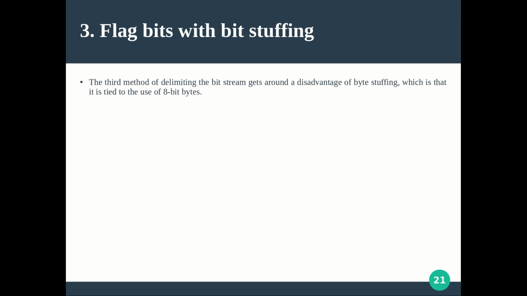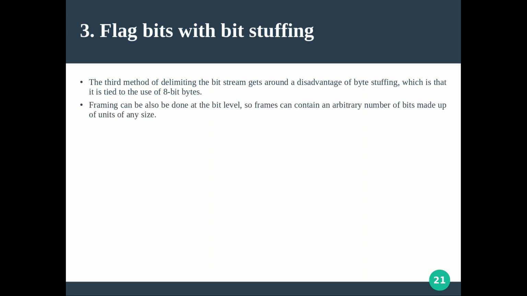So the third method of delimiting the bit stream gets around the disadvantage of byte stuffing. Byte stuffing, what is the problem there? If the same flag pattern occurs in the original message, we stuff an additional escape byte. Whenever the flag or the escape byte repeats, every time you have to attach that additional byte, and that is just an overhead which will be removed at the receiver side. I hope you are clear about it, or please watch the previous video to understand the disadvantage of byte stuffing. So to get around that problem, we have this concept.